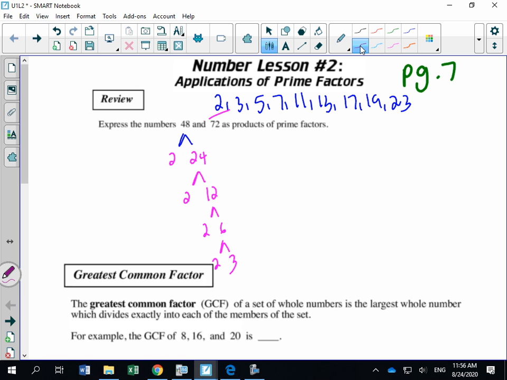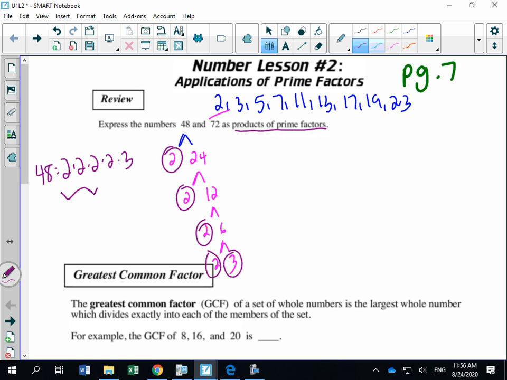So then if I was to write 48 and express it as a product of prime factors, or what's called the prime factorization of the number 48, it would be 2 times 2 times 2 times 2 times 3. Don't forget that last guy. That is an expanded form. Exponential form would be 2 to the power of 4 times 3. Okay, so that's how you would write 48. I want you guys to do number 72, and you could pause the video and then you could check my answer.